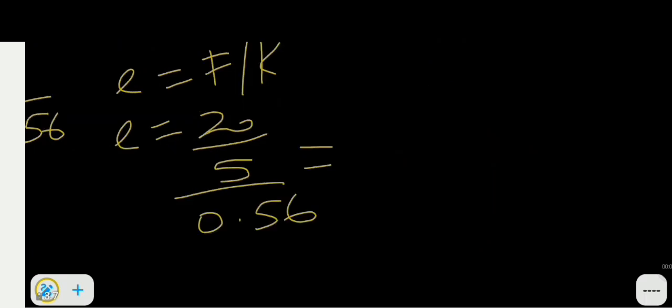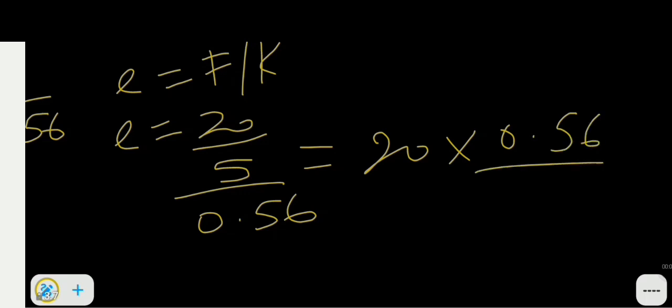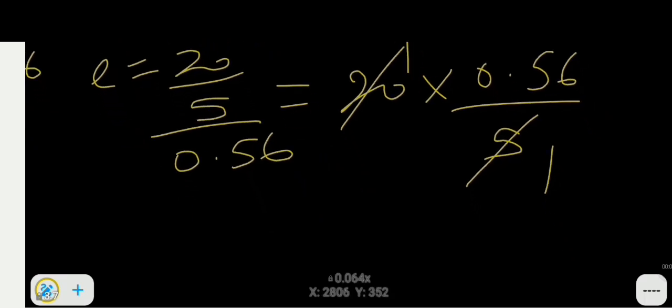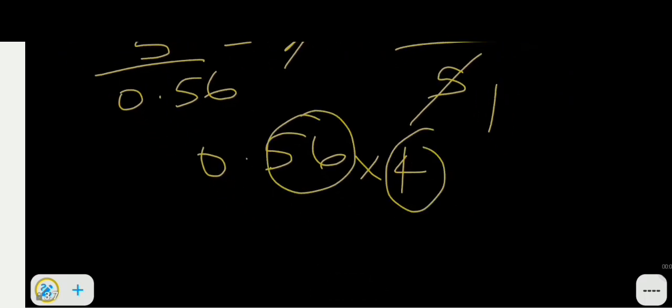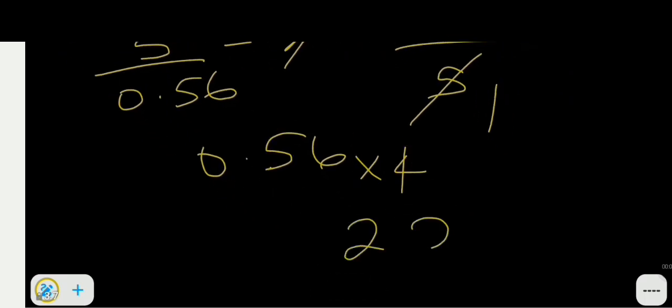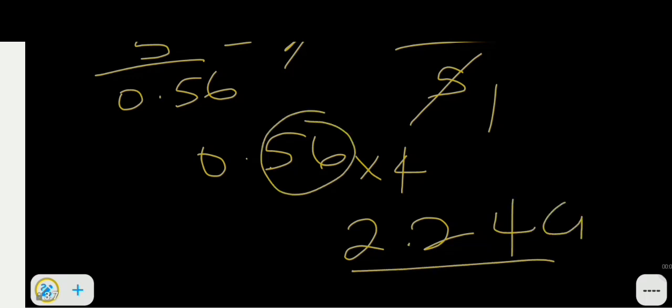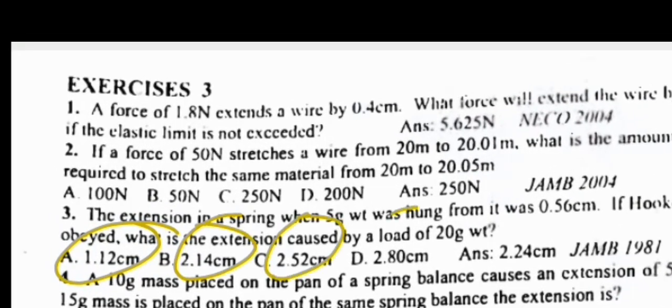So you just apply simple fractional division. That will be 20 times 0.56 divided by 5. 5 here 1, 5 here will give you 4. So you have 0.56 times 4. 56 times 4 will give you 224. Then you see the decimal point has 2 places, so the point will be here. So the answer is 2.24 centimeters. It is not among any of the options, but the answer itself is 2.24. That's the required answer, just that it is not in the options.